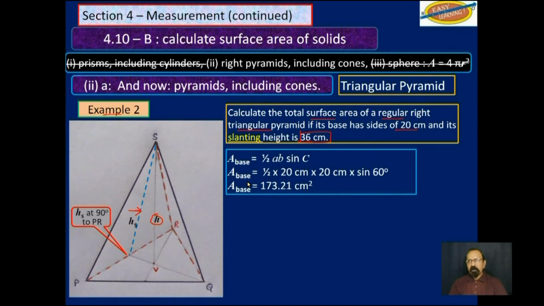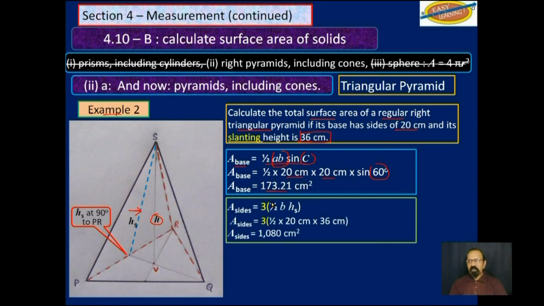So let's deal with the area of the base first. Half AB sine C. Since it is an equilateral triangle, then C is 60 degrees. And all the sides are equal, so AB will be 20 and 20, and that gives us 173.21 square centimeters. That is for the base.